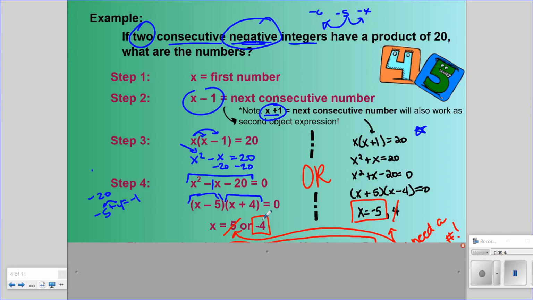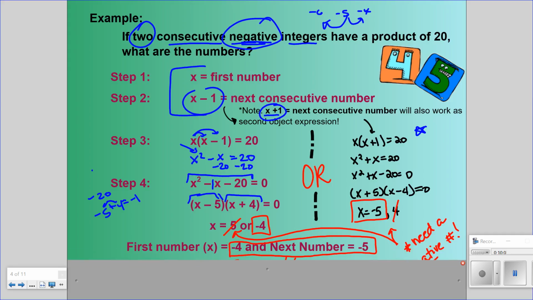So if I'm over here and I used these expressions, if my x is negative 4, then to get the next value in the sequence, we would do negative 4 minus 1, which is negative 5. If I had done the x plus 1 scenario, I would have my x as negative 5, and then done negative 5 plus 1, which is negative 4. So either way, we get the combination of negative 4 and negative 5 as the two consecutive negative integers. All right.